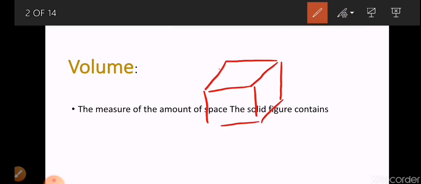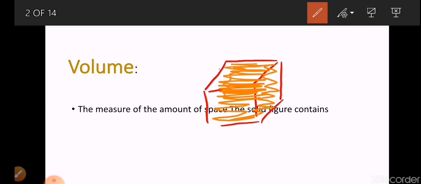from inside, the space in it measures what? If I fill all of it, so it measures what from inside? If I know these measures, then this is the volume of my cube. So the volume of any solid figure means the space that the solid figure contains.